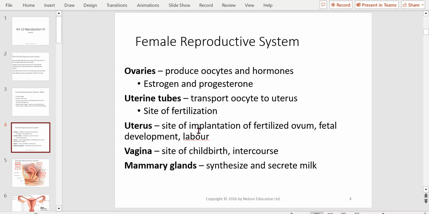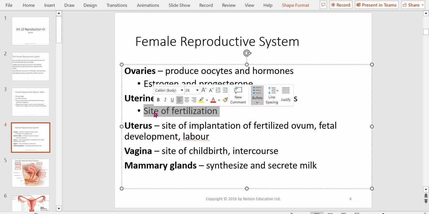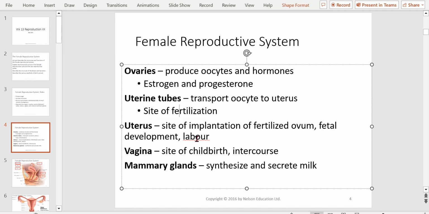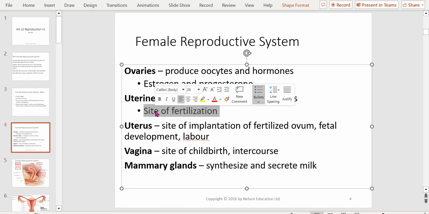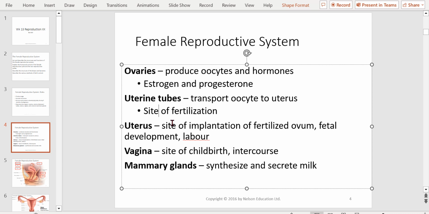Uterine tubes, fallopian tubes, transport the oocyte to the uterus. It is also the typical site of fertilization, not implantation. That happens in the uterus. But sometimes you can get an egg to implant in the fallopian tube. It's called an ectopic pregnancy. It's not a good one. We don't want the egg to implant in there.